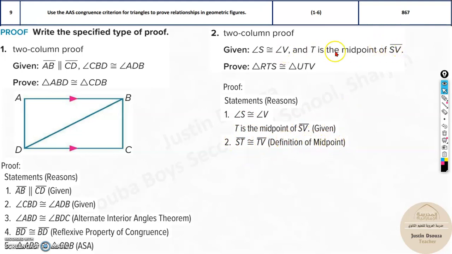Now they have told us T is the midpoint of SV, right? That means this is phi and this is phi. Yes, they must be congruent. Congruent means equal. We don't have the figure, but from the figure we can tell this is the vertical angle theorem, and then we can easily prove them.